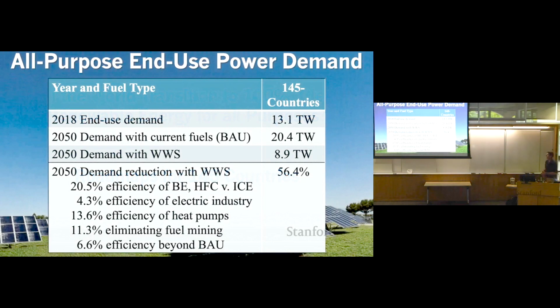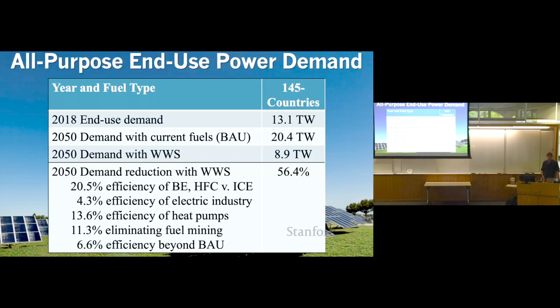So we started with IEA, International Energy Agency data for 2018. We're looking at end-use demand in all the energy sectors. If you sum over all countries and all end-use demand, in 2018 it's about 13.1 trillion watts of annual average power being used. That's expected to grow by 2050 to 20.4 terawatts. However, if we electrify all energy and provide that electricity with wind, water, and solar, that can go down by around 56% to 8.9 terawatts without people changing their habits.